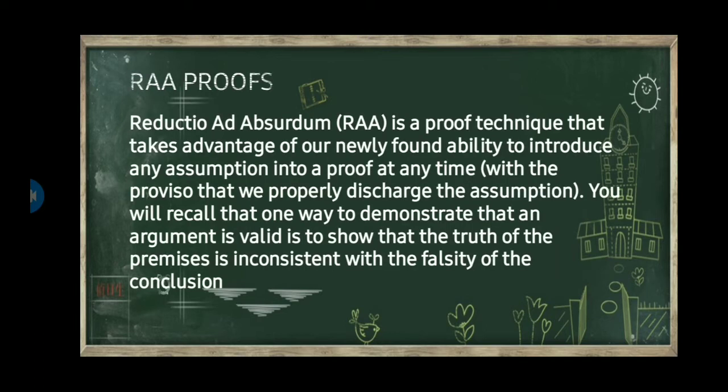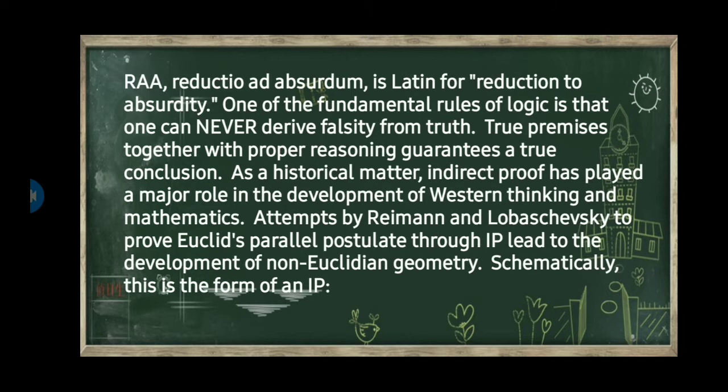RAA proof, also known as reductio ad absurdum, is a proof technique that takes advantage of our newly found ability to introduce any assumption into a proof at any time, with the proviso that we properly discharge the assumption. You will recall that one way to demonstrate that an argument is valid is to show that the truth of the premises is inconsistent with the falsity of the conclusion.